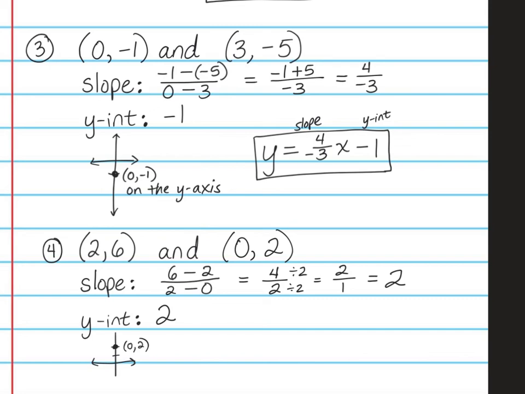All right, let's write our answer. Y equals, my slope goes first. My slope is 2. Don't forget the x. My y-intercept is also 2. So we want to say plus 2. If we just wrote 2 there without the plus, it would mean that they'd be multiplied together, which would be incorrect.